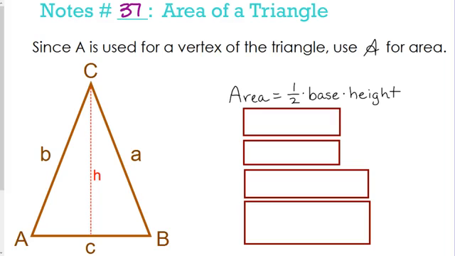You may have noticed that we did part of chapter 5 and part of chapter 8 together. And today we're going to learn a couple of new ways to find the area of a triangle. Depending on what information you know about the triangle, you can use one method or another. This is notes number 37.